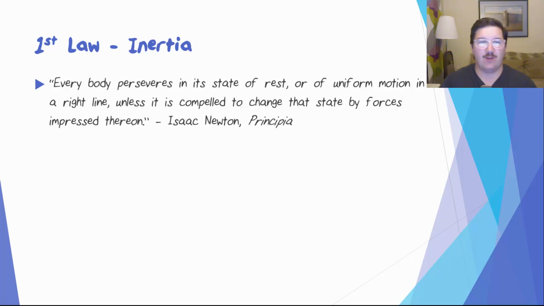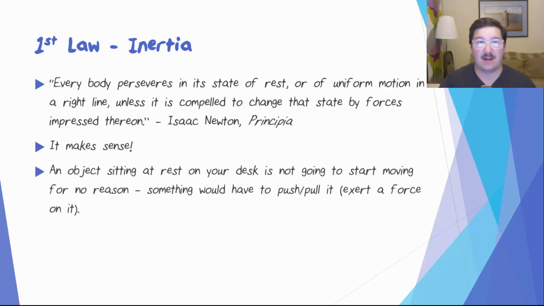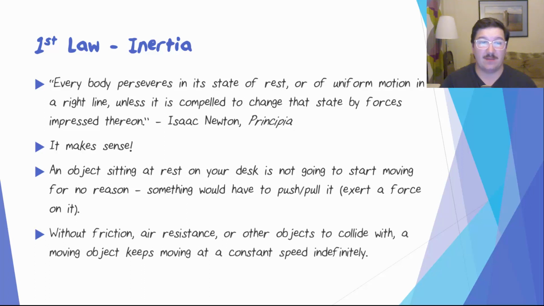You might not really get what that means, but it makes a lot of sense. Newton is saying that an object sitting at rest on your desk is not going to start moving for no reason. Something would have to push it or pull it, right? Something would have to exert a force on it. Likewise, without something like friction or air resistance or other objects to collide with, a moving object keeps moving at a constant speed indefinitely.